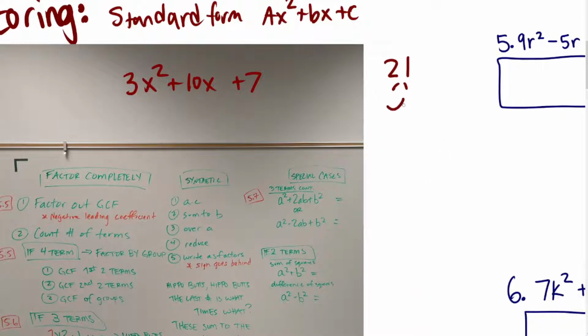Let me write that real quick. And then, so 21 is 3 and 7. And we want them to add up to 10. That can also be negative 3, negative 7.